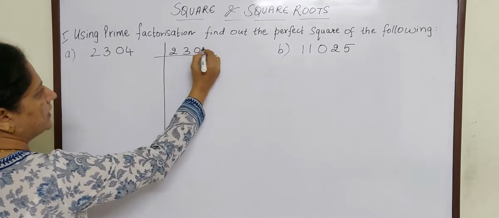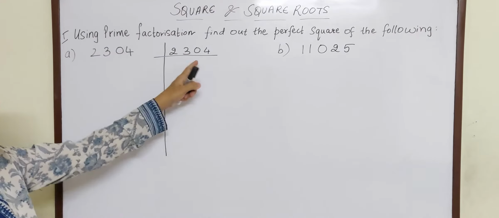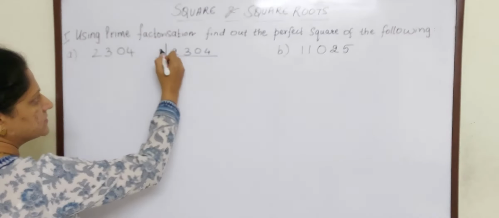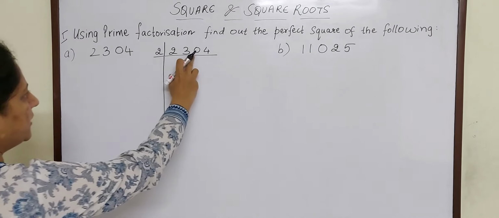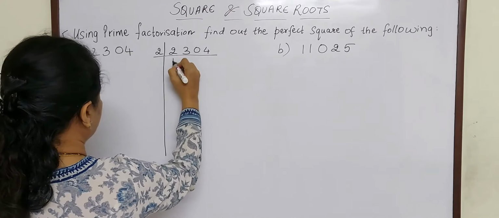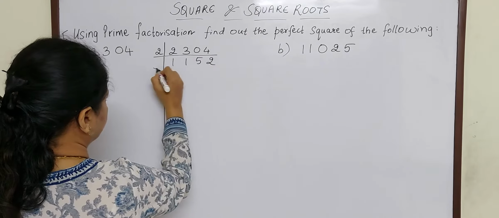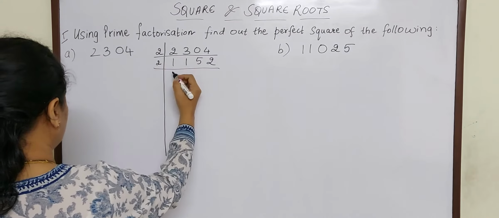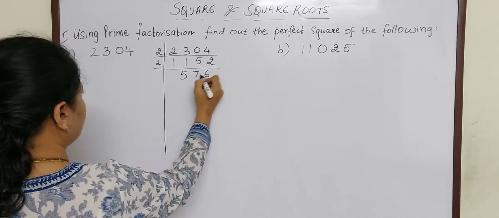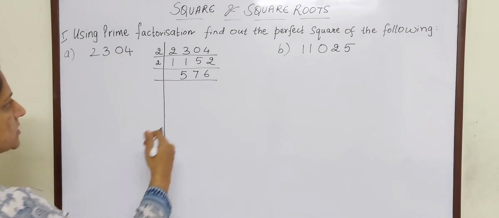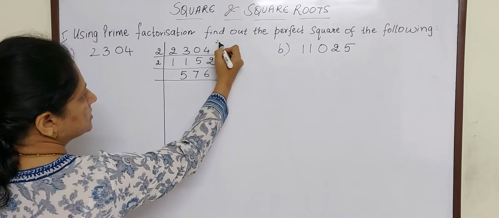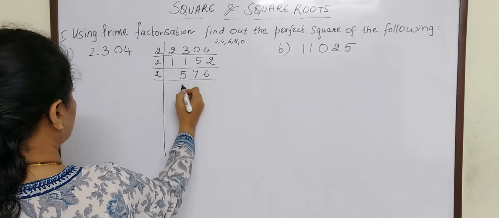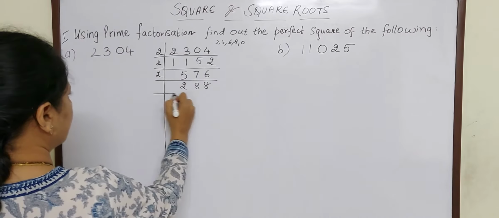Now 2304. Okay, we will start with prime factorization. The digit in ones place is an even number, so it is divisible by 2. If you divide 2304 with 2, you will get 1152. Then again this digit in the ones place is an even number, so again you can divide it with 2. When you divide 1152 with 2, you will get 576. And so on. So if the digit in the ones place is 2, 4, 6, 8 or 0, it is divisible by 2.